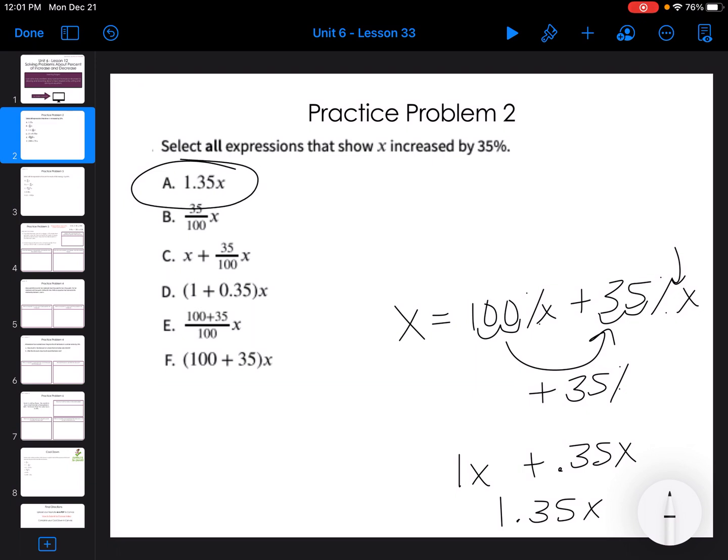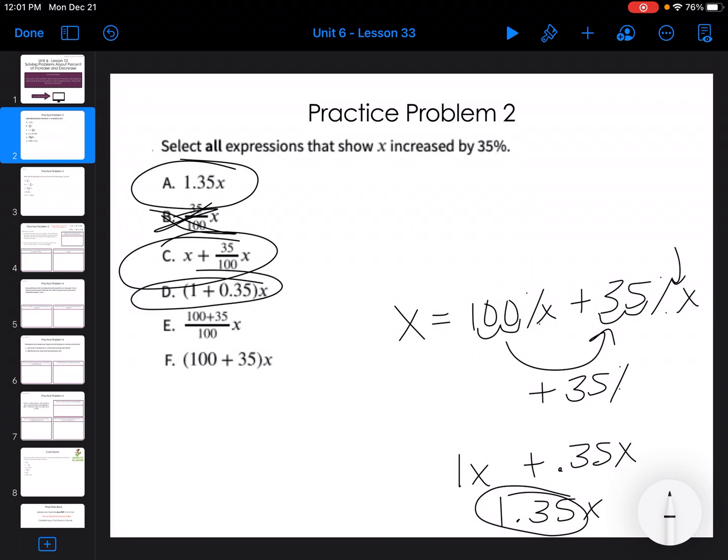B shows me just the increase. It doesn't include x. X is 100%. If I'm just multiplying by 35%, I'm not going to get there. X plus 35 over 100. A percent is the amount out of 100. C works. D, 1 plus 0.35 times x. Well, 1 plus 0.35 is going to give me 1.35 times x. D works. E, 100 plus 35 over 100, x. Well, that's 135% of x. Well, if I have 100 and I increase by 35, that's 135%.